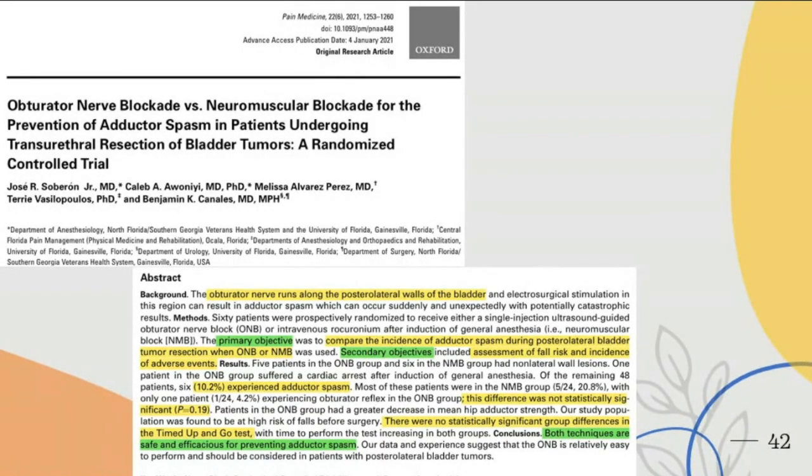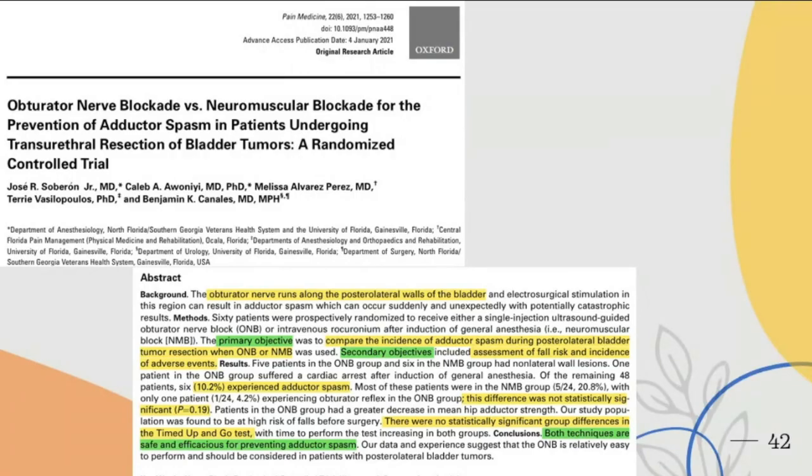So with nerve block, the incidence of obturator nerve jerk is lesser. But unfortunately, the study is quite small, so in the end, it's not significant. That's the primary outcome. For the secondary outcome, they looked at this: sometimes we worry that we block the nerve, the patient becomes weak, and then falls in the ward. So this is the secondary outcome.